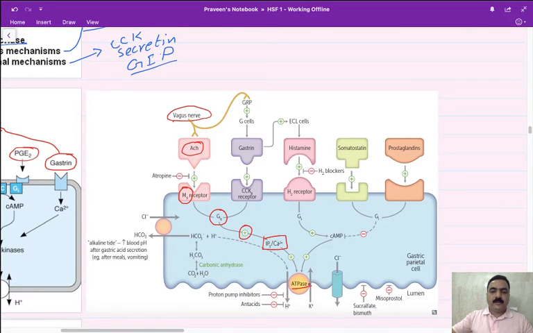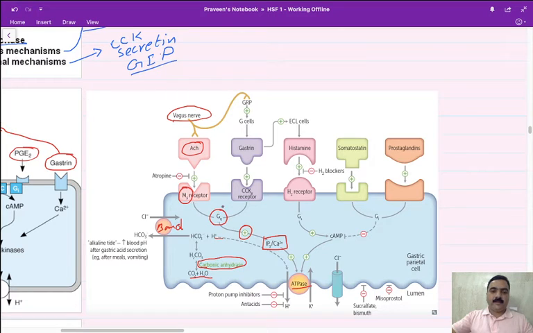So this is the proton pump. Where do we get the hydrogen ions from? We have seen before, carbon dioxide plus water in the presence of carbonic anhydrase will give you HCO3 minus and the H plus. The HCO3 minus is exchanged over here for the chloride ions with the help of the band proteins, the anion exchanger. So that is M3, Gq.